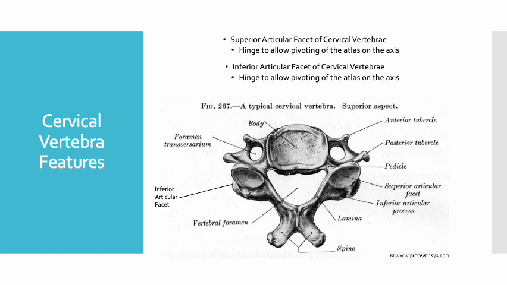So in the cervical vertebrae, they all have a superior and an inferior, so a top and a bottom articular facet. These allow for one vertebrae to hinge and kind of move on the next one after it. And that one has the facets to hinge on the next one after that, and so on and so forth.